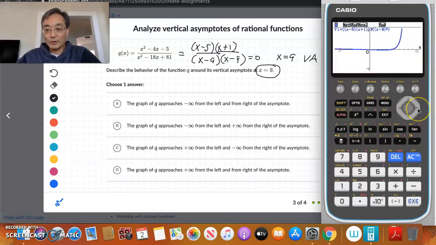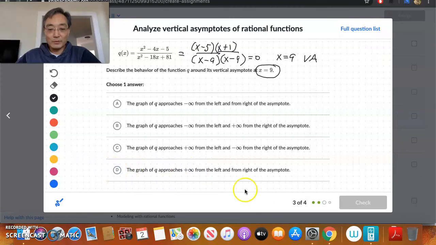Okay, so we don't know what's going on. We can't see it on this side, so let's just move it this way. And as you can see, clearly it looks like both sides are going to positive infinity. So in terms of the answer, the graph of Q approaches not negative infinity, but positive infinity, because both sides of x equals 9, you can see, are clearly going up. So D is going to be our answer, right? The graph of Q approaches positive infinity from the left and from the right of the asymptote.